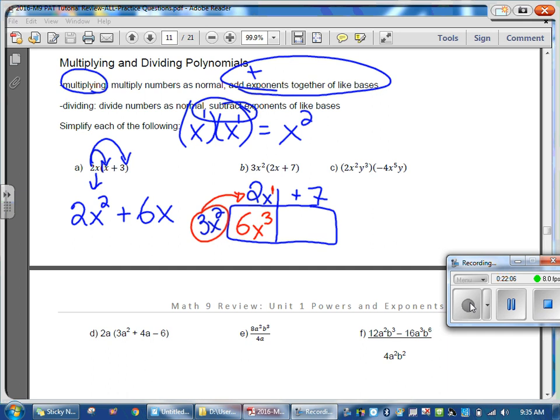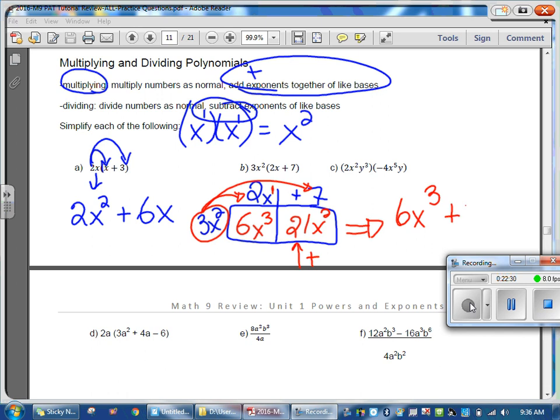Now, to write your final answer, you need to take it out of those boxes. This guy is a positive, so in order to connect him to the other guy, you've got to put a plus sign between them. Okay? So our final answer for this one is going to look like 6x cubed plus 21x squared. Okay?